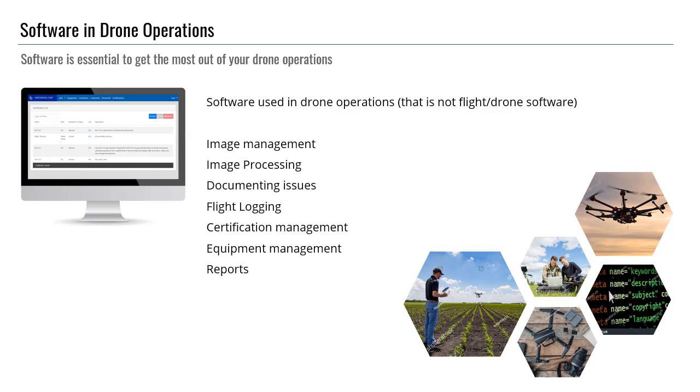Software management is really the essential way to get the most out of your operation program. And this is where you would store images, or do image management. This is maybe where you'd process them. But more importantly, this is where you're going to be doing the documentation, and you're going to conform to the FAA requirements. Flight logging, certification management, equipment management, and basically getting the reports so that you can manage the event better.